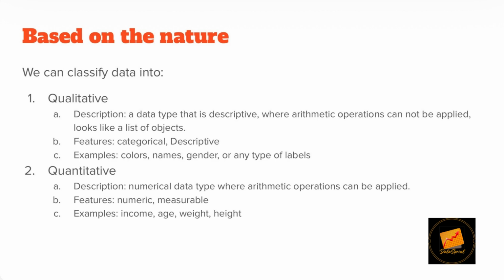So, based on the nature of data, we have two categories, qualitative and quantitative. Qualitative data is descriptive data where we cannot apply any arithmetic operations. Basically, it looks like a list of objects. For examples, colors, names, or gender, or any type of labels. Whereas quantitative data is numerical, where we can apply arithmetic operations, or we can say this data is measurable. For example, income, age, weight, or height.